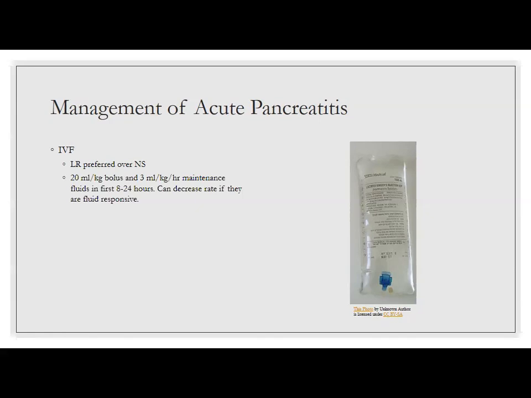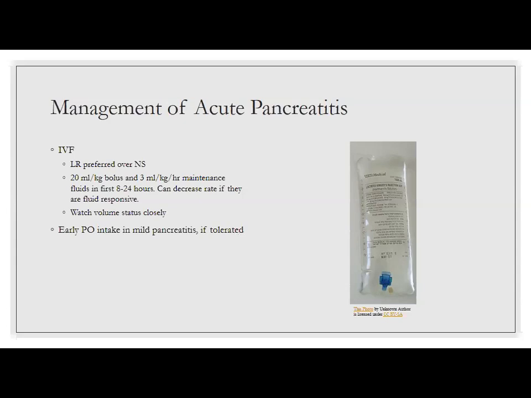And you should be trying to do goal-directed fluid resuscitation, so you can repeat their hematocrit or their BUN. If those are coming down, you know they're responding well to fluid, so you can decrease the rate of your maintenance fluids. And since you're being so aggressive, you've got to be careful because a lot of our patients have comorbid conditions. So be watching their volume status closely.